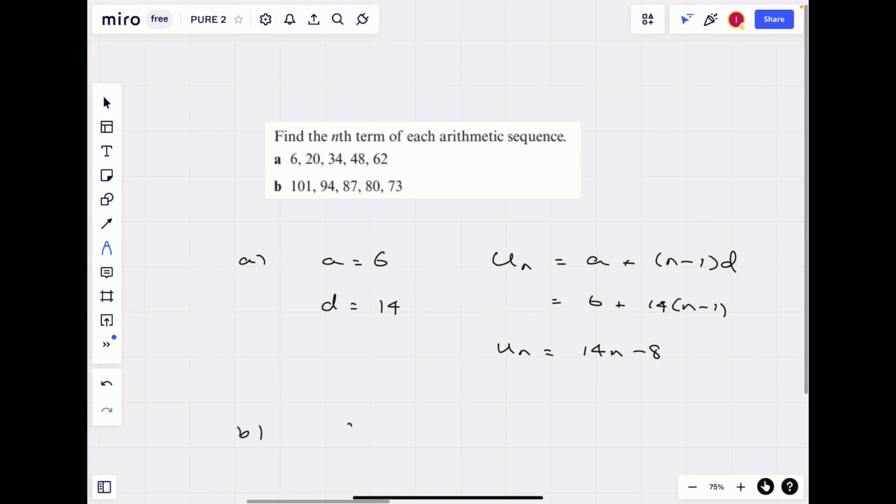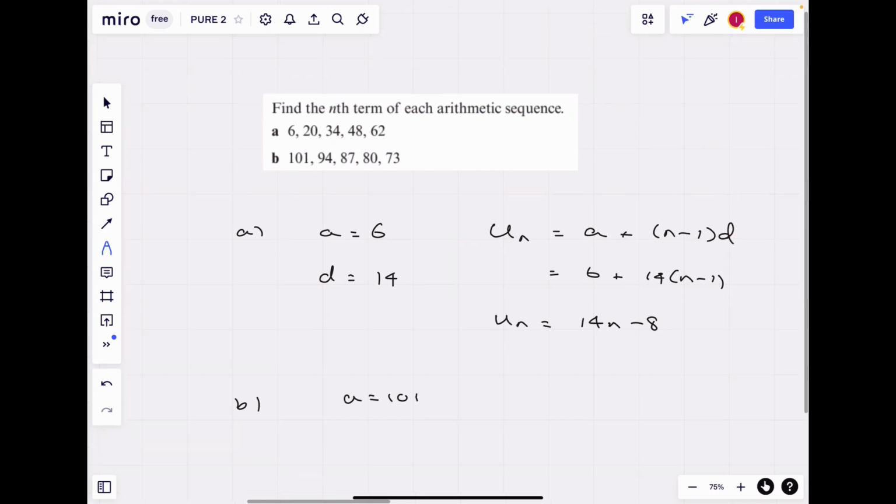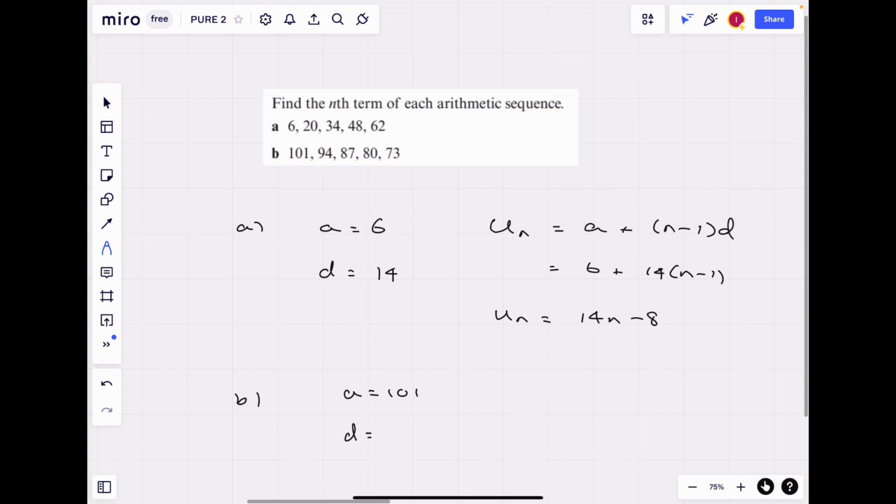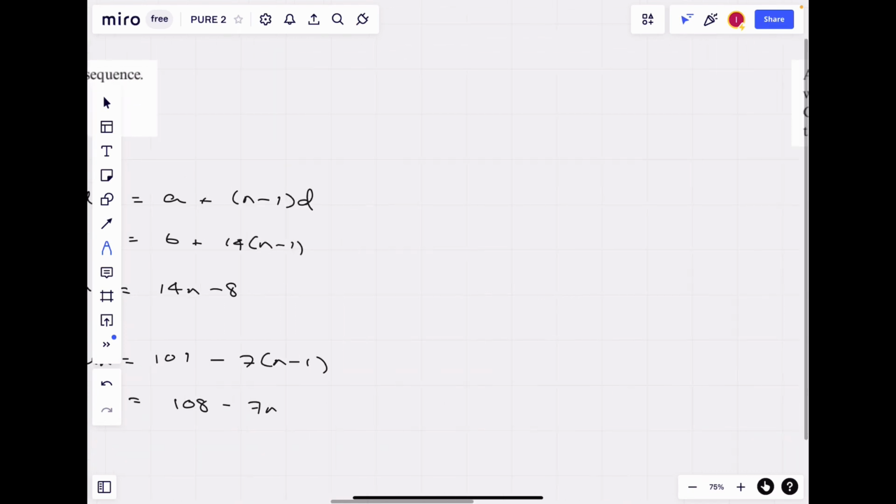For B, your first term is 101. Your common difference is minus 7. So it's 101 minus 7 times (n minus 1), which gives you 108 minus 7n. That would be your nth term for that one. And that's it. Nice and easy way of working out the nth term.